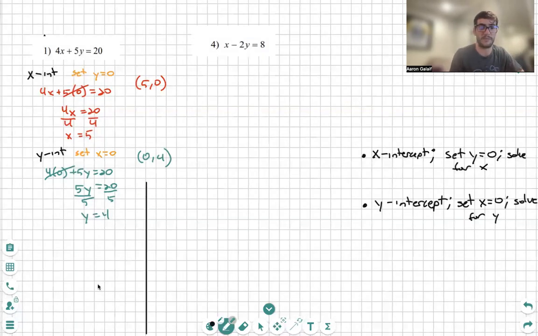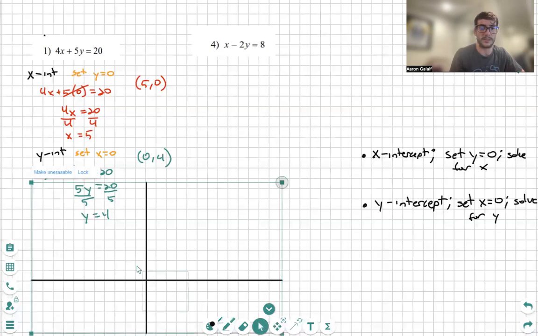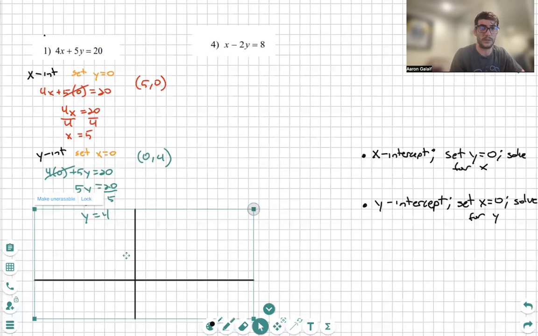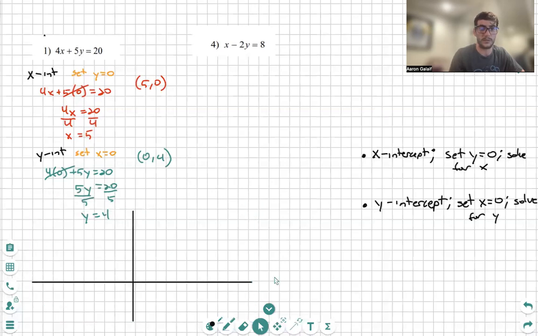So we have our graph. Let's make this a little smaller. Cool.